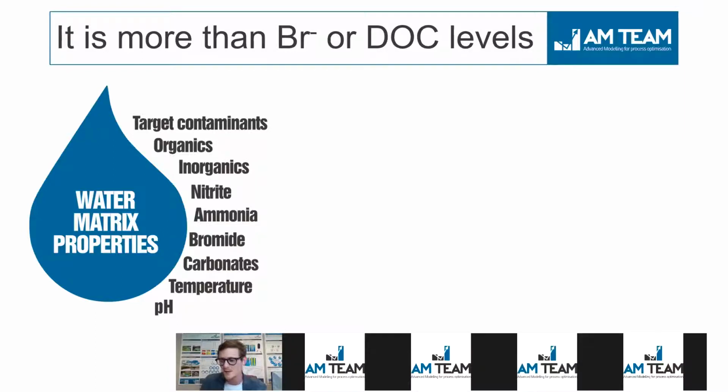So it really depends not only on the DOC, not only on your bromide, it depends on a lot of things. What are the other things? Examples are nitrites, ammonia, carbonates, temperature, pH. There are lots of things to say about this. We can have actually 5 webinars on each of those separately because there is simply a lot of chemistry involved.